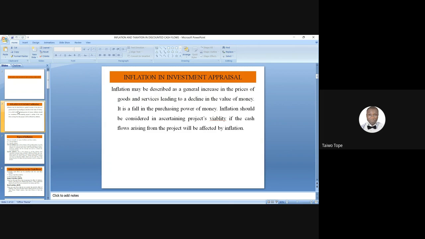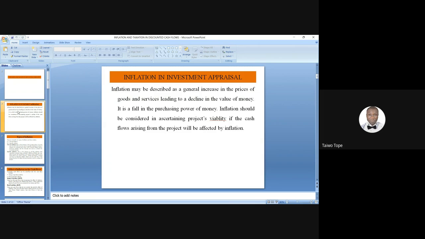So there are two types of inflation that can be distinguished. We have specific inflation, which relates to the price changes of individual goods or services. And also we have general inflation, which relates to the reduction in the purchasing power of money, and it is measured by an overall price index, which follows the price changes of a basket of goods and services through time.